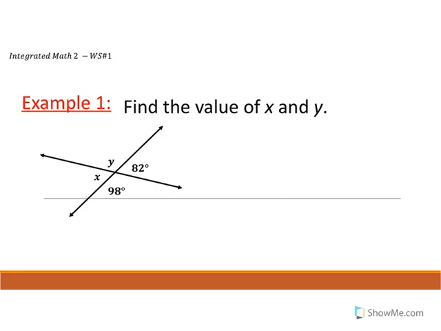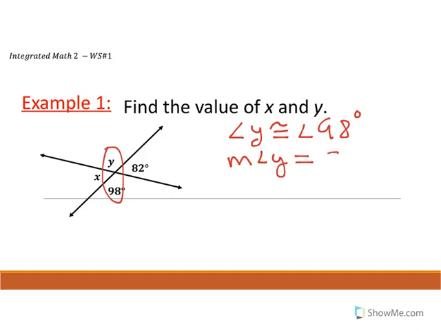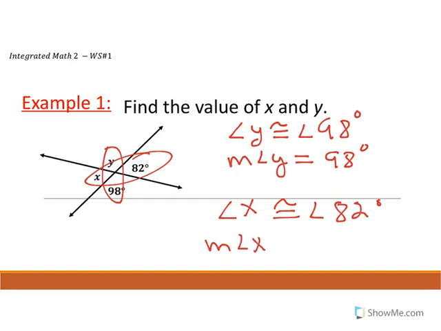Example 1, find the value of x and y. We know that angle y and the angle 98 are congruent, so angle y is congruent to angle 98, which means that the measurement of angle y is equal to 98 degrees. And similarly for angle x and angle 82, angle x is congruent to angle 82, and the measurement of angle x is equal to 82 degrees.